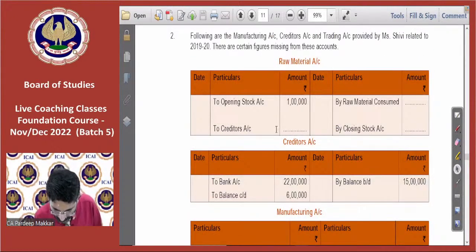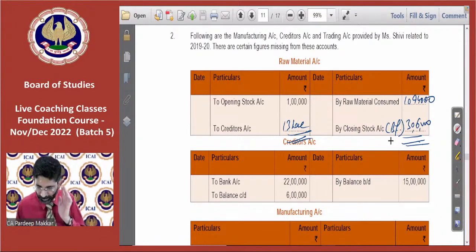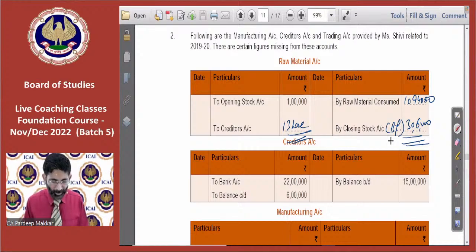Here we have already calculated creditors, and we have already entered raw material consumed. Now this is 10 lakh 94,000 that you have to enter here, and obviously this will be the balance sheet figure. Closing stock we have already calculated, so 14 lakh 3 lakh 6,000 will be the closing stock. So I think this is clear to everyone. Pooja, is that clear? If there is any doubt in this query, please tell me.